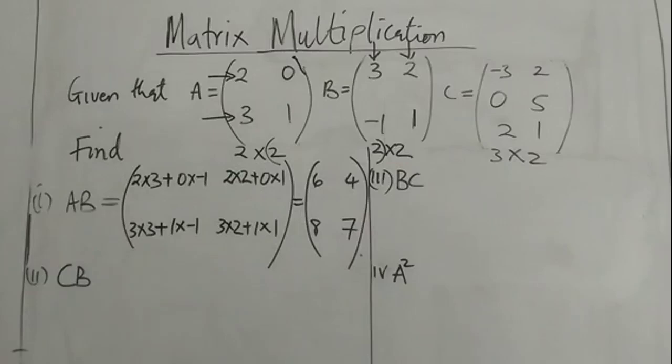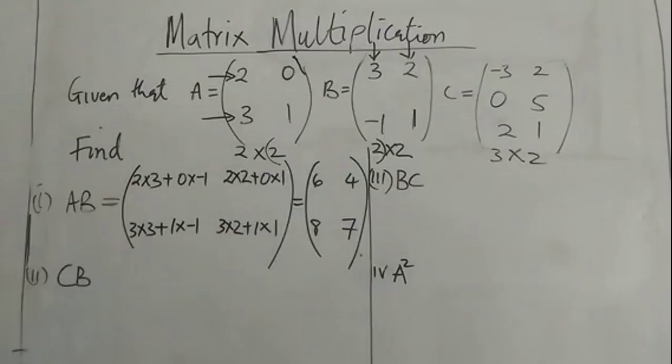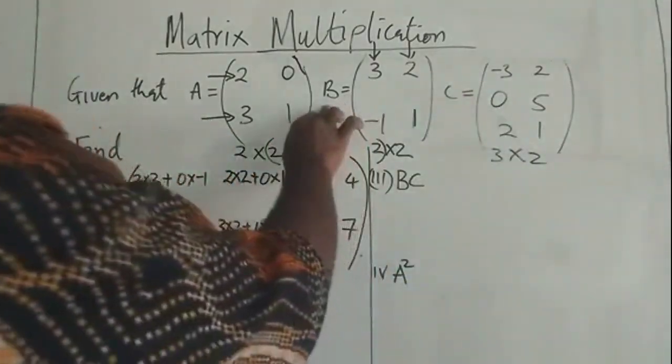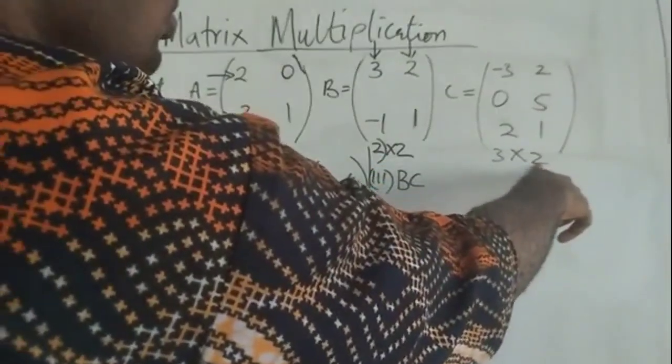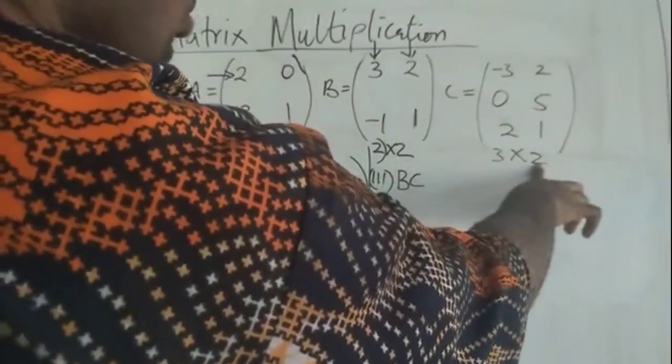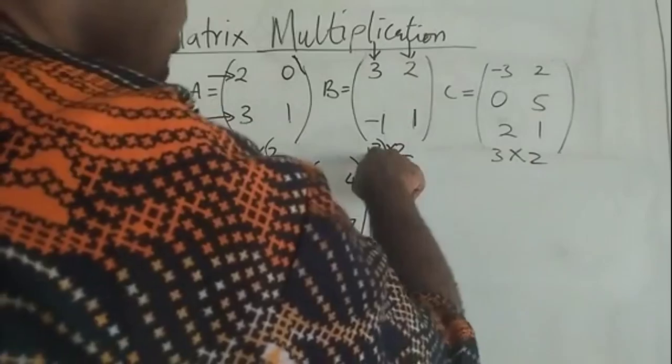Let's go to the second one. The second question says CB, that is C times B. First of all, is the multiplication possible? That's the question you ask yourself. C times B. So C is the first one. What is the number of columns in C? Is 2. What's the number of rows in B?